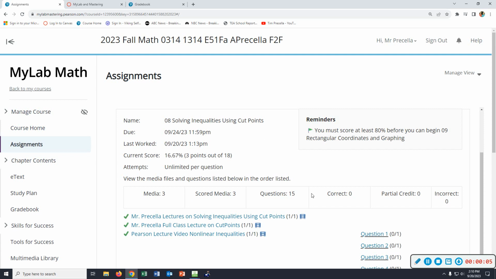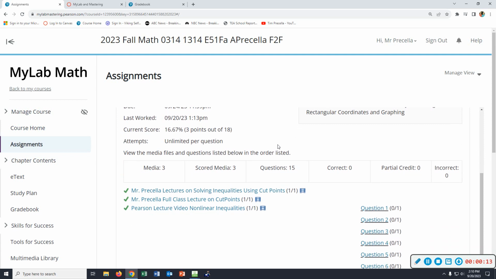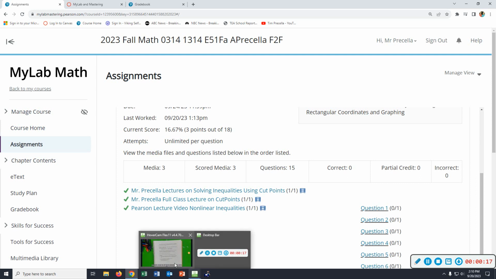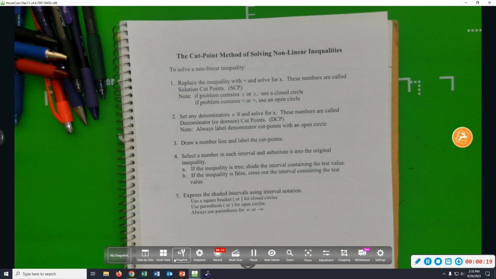Today we're going to look at solving inequalities using cut points with our Math 13-14 class. And first thing I want to do, I've given you all this handout. As you come in, pick up a copy of the handout that I'm going to put right up here in front of the classroom.